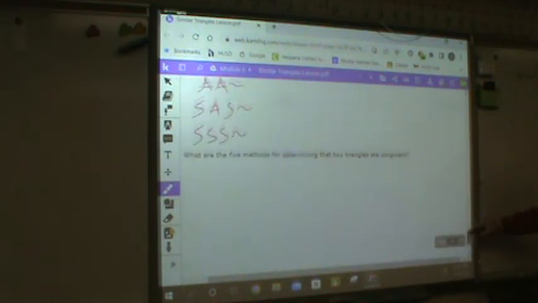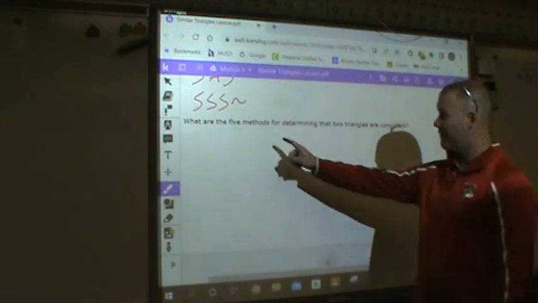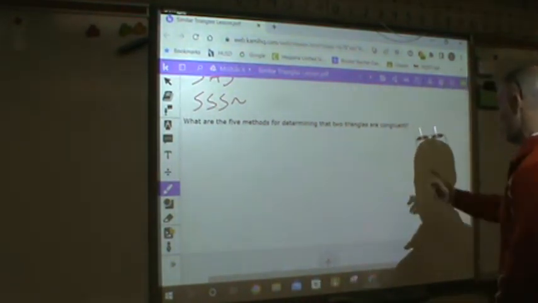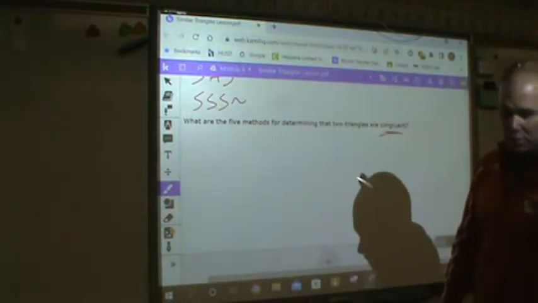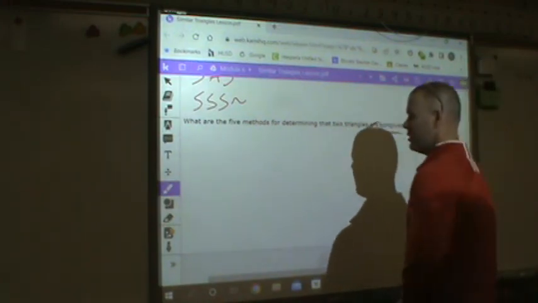Now, we're going to backtrack a little bit, and we're going to ask you, what are the 5 methods for determining that two triangles are congruent? So this is a little bit different. Can you name them? Pause it and see if you can get them.